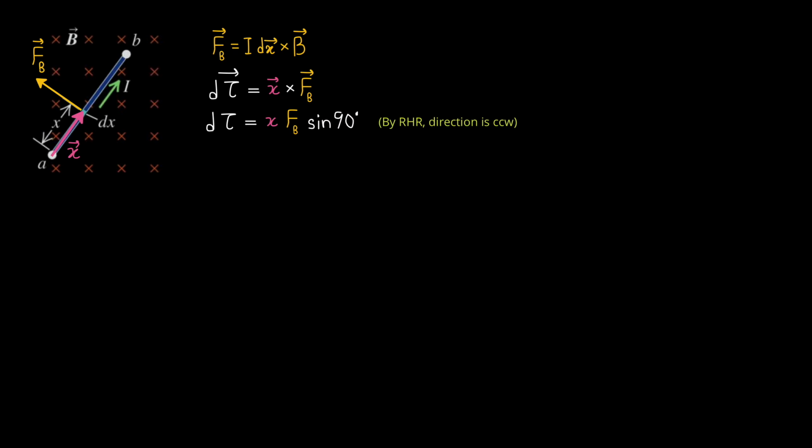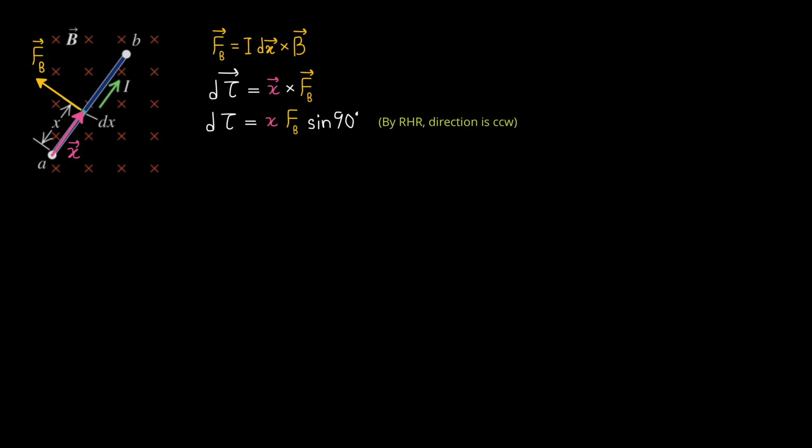as shown on the picture. Now the torque acting on this segment about point A is x cross F sub B, x being the position vector pointing from point A to where F_B is applied, and F sub B is the force vector as shown on the picture. Now that was the vector equation, and here's the magnitude of the torque acting on dx. It's x times F_B times sine 90. Why sine 90? Because the angle between vector x and vector F_B is 90 degrees.